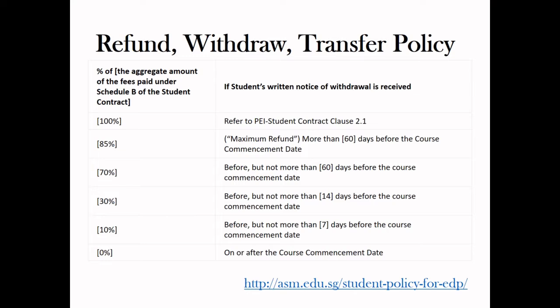As stated by the school refund, withdrawal and transfer policy, the aggregate amount of fees paid by students may vary accordingly with when the student's written notice of withdrawal is received.